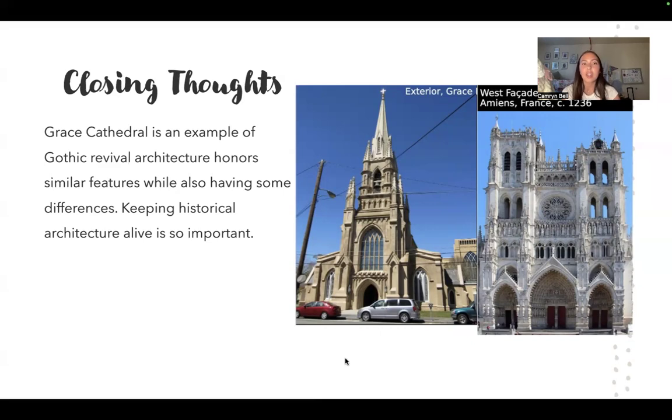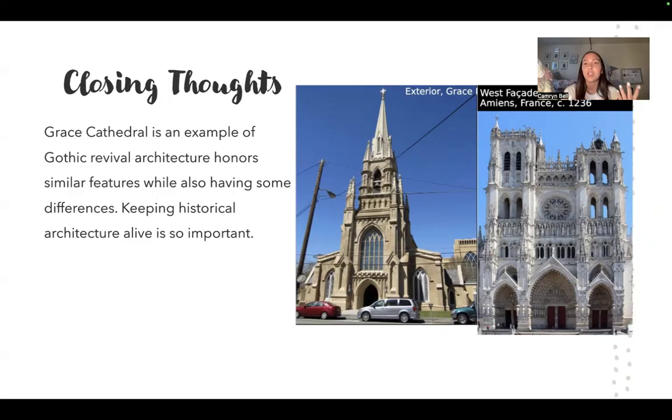And I just wanted to highlight, I think it's so important that we keep this architecture alive as it holds a lot of significance to many people. As this is what they may have grown up around, or this is important to their family. Even if it's not necessarily the religious side of things, the architecture can mean a lot to people.